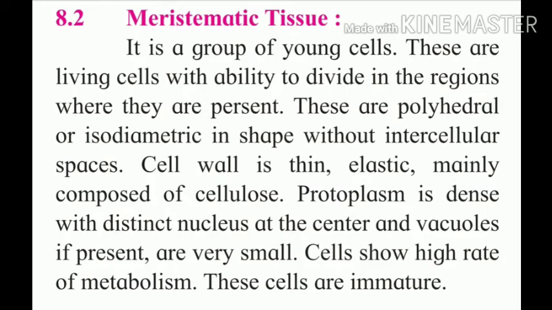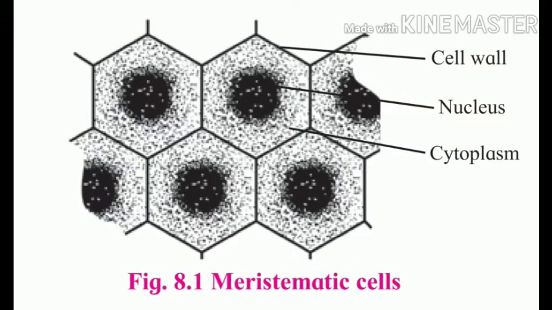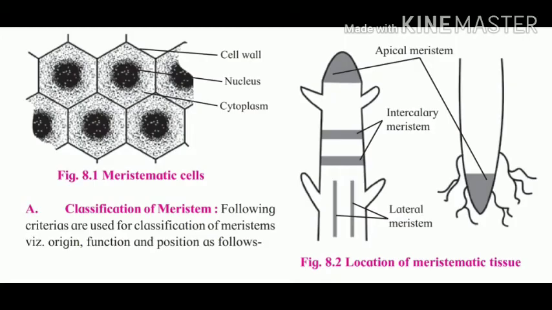Let us see about the first meristematic tissue. It is a group of young cells. These are living cells with the ability to divide in the regions where they are present. They are polyhedral, isodiametric in shape with intercellular spaces. Cell wall is thin, elastic, mainly composed of cellulose. Protoplasm is dense and the cell shows a high rate of metabolism. They are immature. You can see this hexagonal structure of the cell and compartments with a dark part, its nucleus. Classification of meristems is generally based on origin, functions and position.